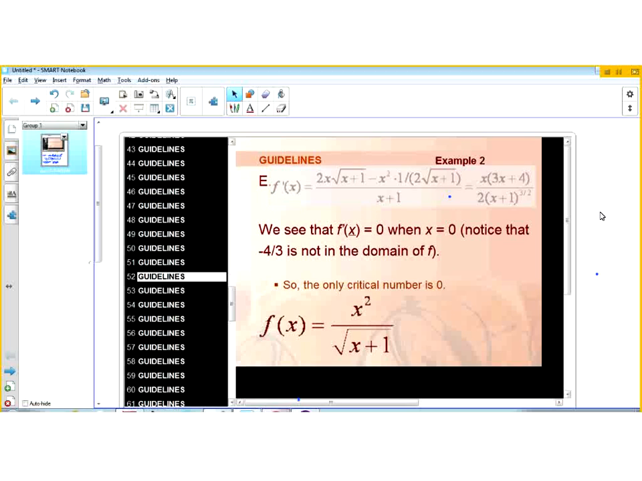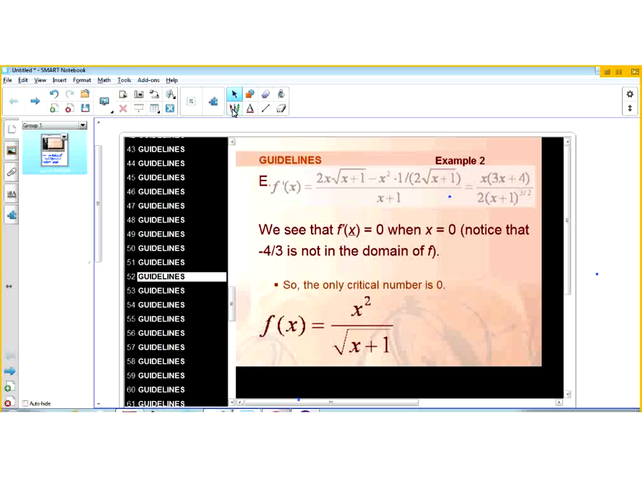And so what are the critical numbers? Well, the critical numbers will occur where x equals 0, and x equals negative 4/3, but that's not in the domain of the function. Well, it is a number that makes the derivative equal to 0, but we don't have to be concerned about it because negative 4/3 is not in the domain of the function, so negative 4/3 is actually not a critical number.